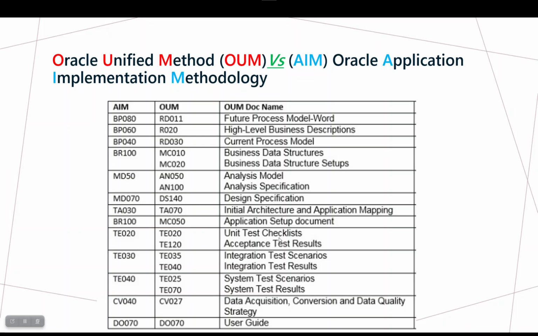And in another project, the company you are working with asks you to make a document for integration test scenarios and integration test results. Okay, I know that this document code in OUM is TE035 and in AIM TE030. So I can also ask my friend or search on Google to download a sample document and apply my current project or current requirement on this sample.